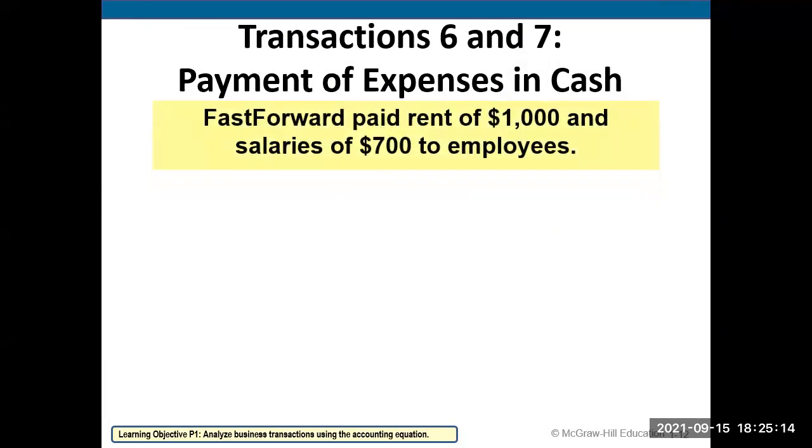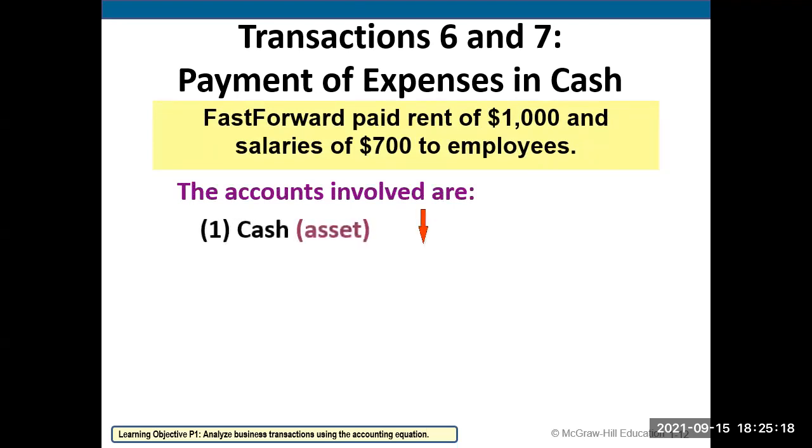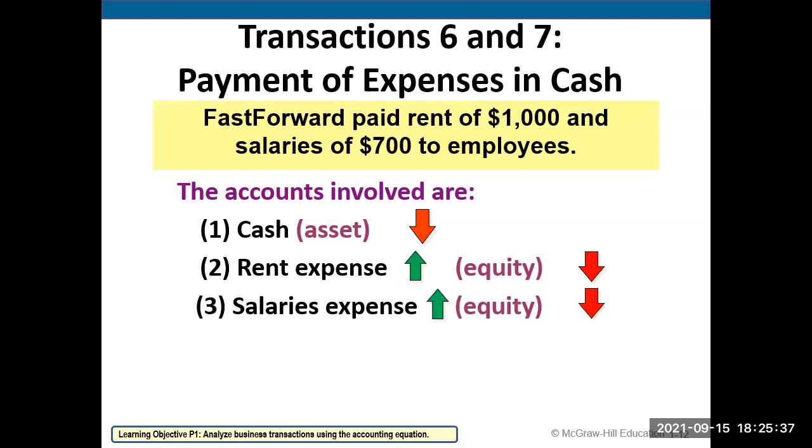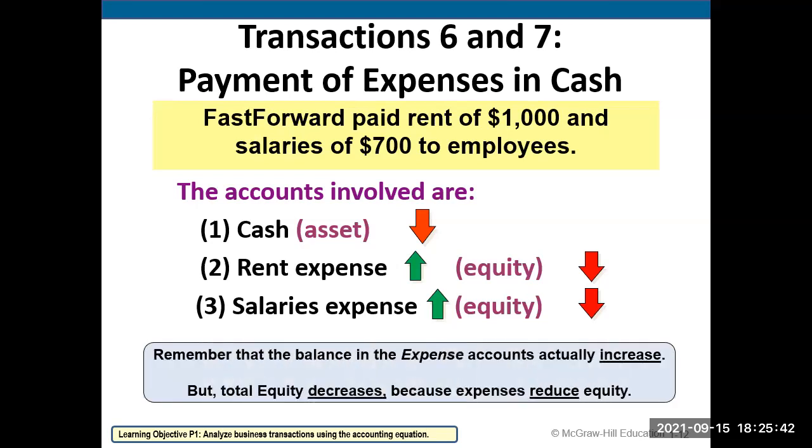All right, so now we pay some expenses in cash. So we're going to have our cash asset going down, and we're going to have our rent expense go up. So interestingly, expenses have the impact of reducing equity. So if our expense goes up, our equity is going to go down. We also pay our salaries expense. Same thing, the expense goes up, which makes our equity go down. This is just telling you what I just told you.